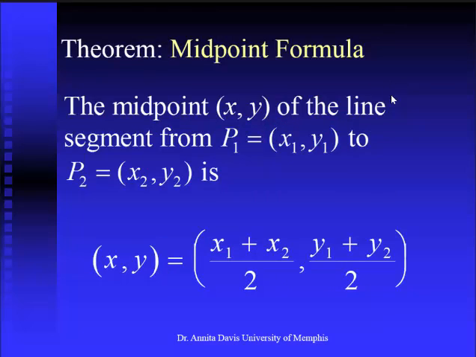The midpoint formula. The midpoint (x, y) of the line segment from P1 (x1, y1) to the second point (x2, y2) is given by (x, y), which is (x1 plus x2) divided by 2 for the first coordinate, and for the second coordinate, (y1 plus y2) divided by 2. Notice this is merely the average of the x-coordinates between the 2 points and the average of the y-coordinates between the 2 points.